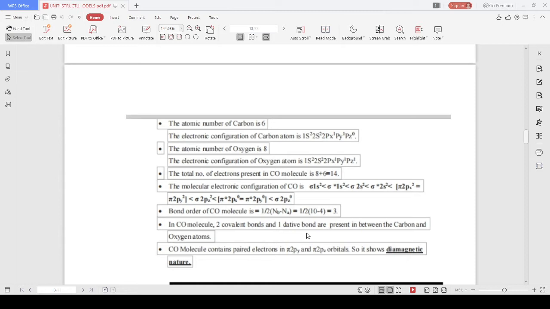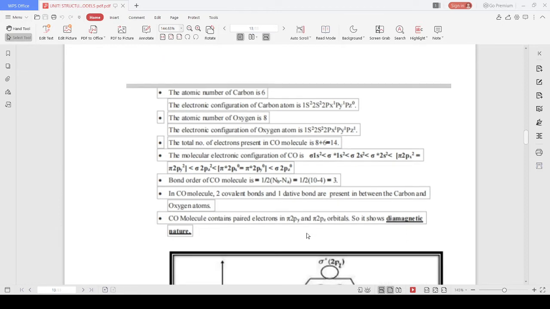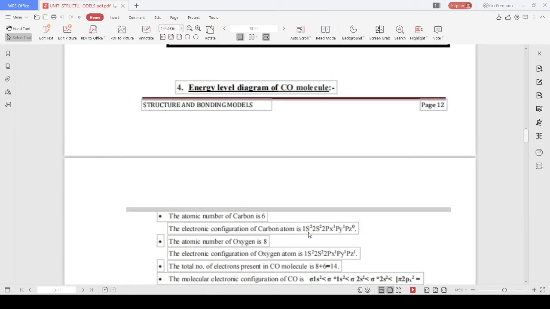So once again, the energy level of the carbon monoxide molecule. The atomic number of carbon is 6, and the electron configuration of the carbon atom is 1s2, 2s2, 2px1, 2py1, 2pz0. The atomic number of oxygen is 8, and the electronic configuration of the oxygen atom is 1s2, 2s2, 2px1, 2py1, 2pz1. The total number of electrons present in the carbon monoxide molecule is 6 plus 8, which is equal to 14. 6 is carbon, 8 is oxygen.